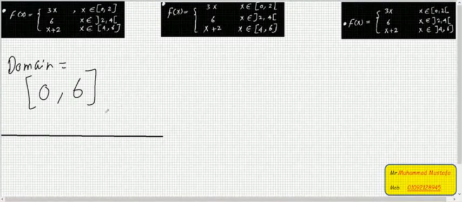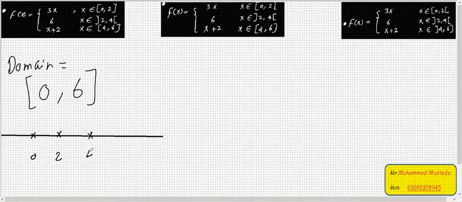We have 0, 2, 4, 6. Let's represent the 3 intervals: from 0 to 2, the closed interval [0, 2].